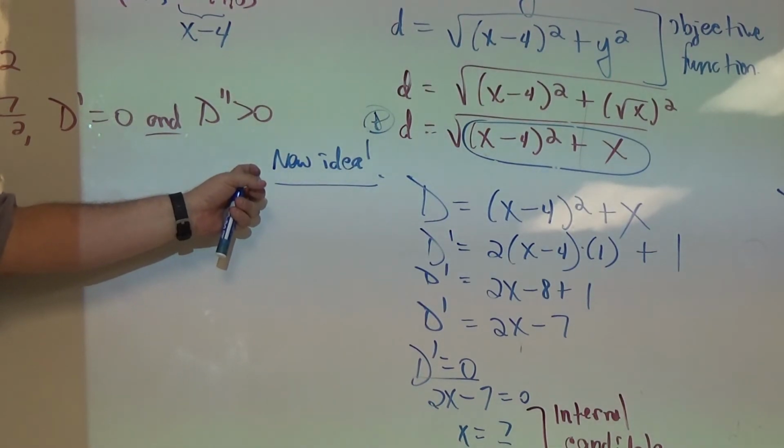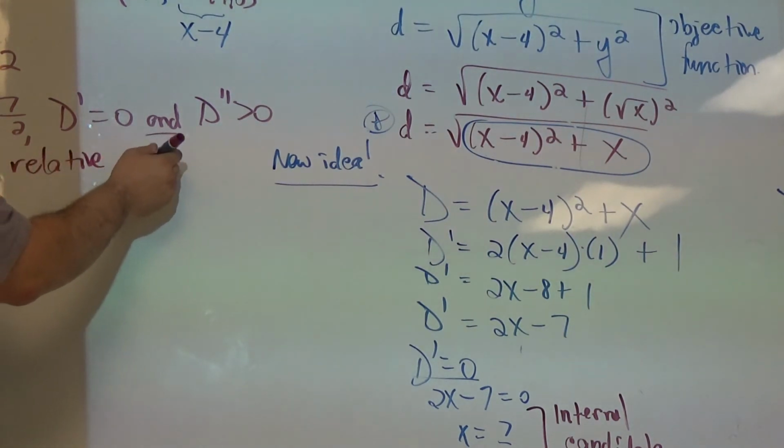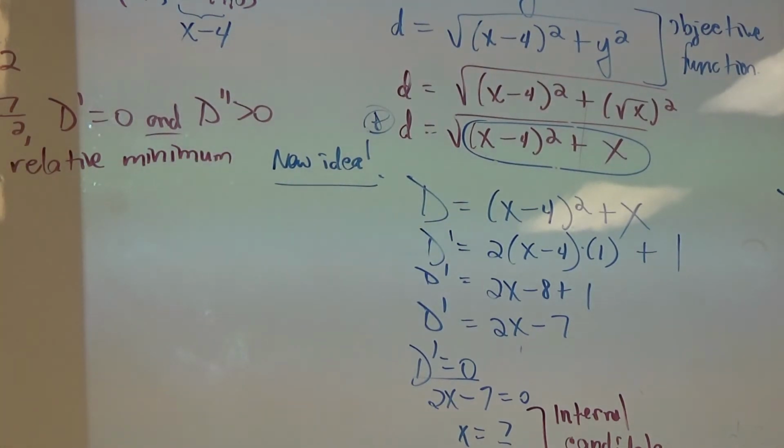Second derivative positive. So the conclusion? It's a min. Therefore, a relative min. This is a good thing since I'm looking for absolute min.